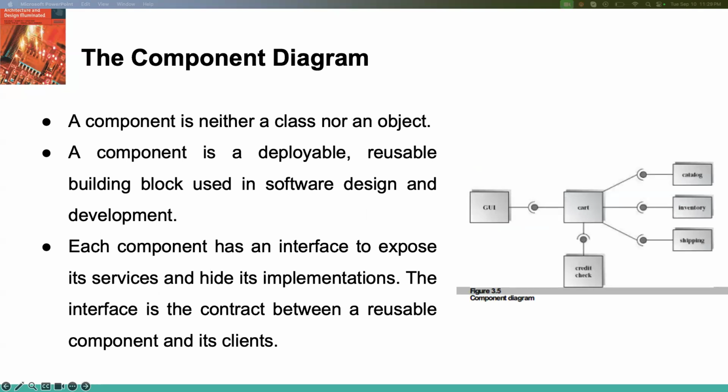The component diagram. A component is not the same as a class or an object. Instead, it's a deployable, reusable building block used in software design and development. Components are key elements in building large modular systems. Each component has an interface that exposes its service to the outside world while hiding its internal implementations. This interface acts as a contract between the reusable component and its client, defining what the component can do without revealing how it does it.